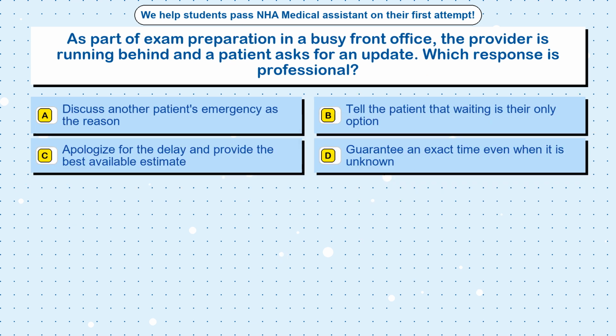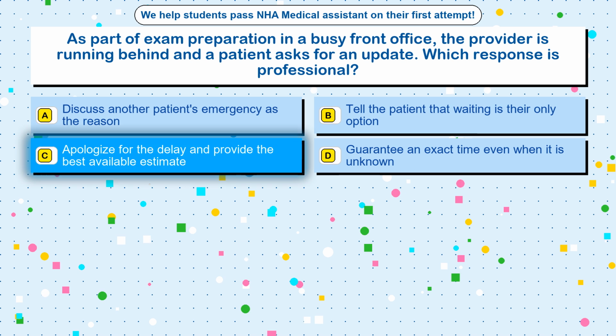Question 89. As part of exam preparation in a busy front office, the provider is running behind and a patient asks for an update. Which response is professional? Option A. Discuss another patient's emergency as the reason. Option B. Tell the patient that waiting is their only option. Option C. Apologize for the delay and provide the best available estimate. Option D. Guarantee an exact time even when it is unknown.